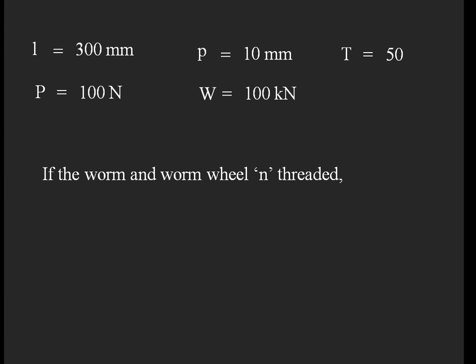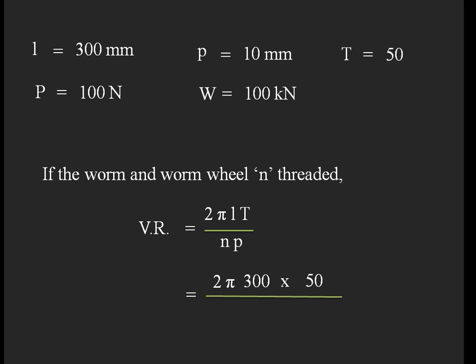Okay, so in this, if the worm and worm wheel is n-threaded, the formula for velocity ratio is 2 pi L T by n into P. So in this, 2 pi is constant, into L is 300, into T is 50, by N is double threaded, so 2, into P, the pitch value, 10 mm. So simplifying by using the calculator, we'll be getting 4712, which is a pure number, a dimensionless quantity.